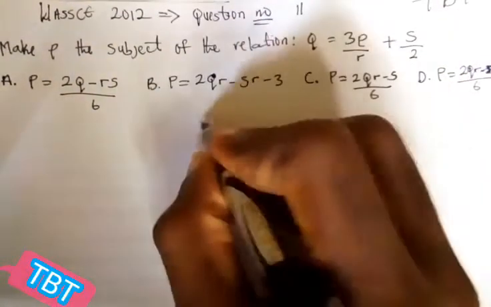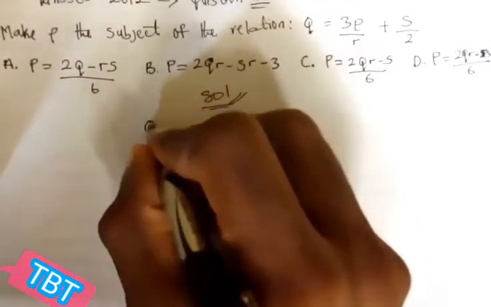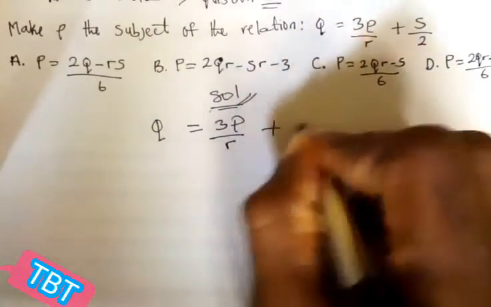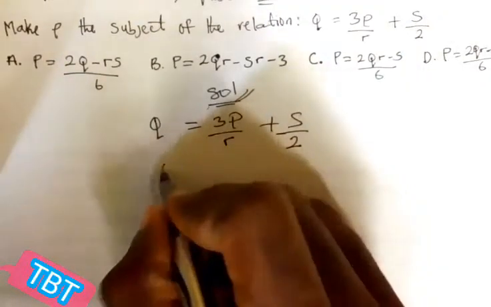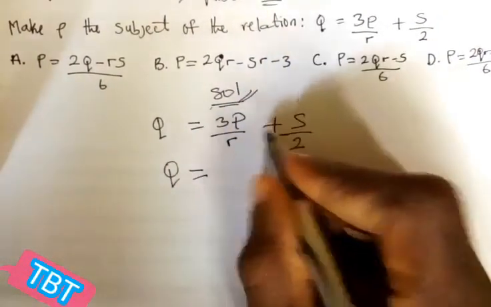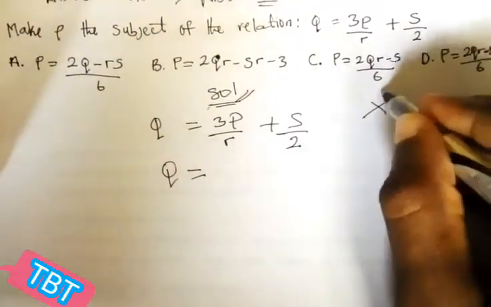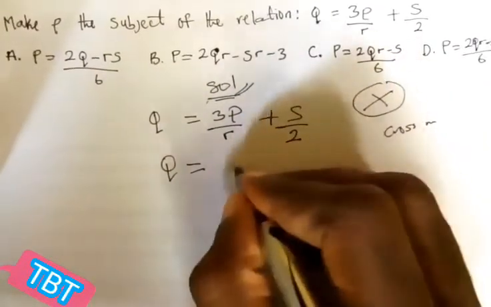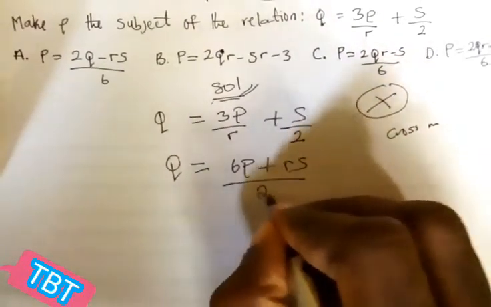Now the solution here. I have Q is equal to 3P over R plus S all over 2. The first thing I will have in mind is to resolve the right hand side into a single fraction. Here I'm going to have Q equal to, when I cross multiply, note in WAEC, whenever you are cross multiplying, don't do something like this. Instead you write cross multiplication to note that. Now when I cross multiply, I have 6P plus RS all over 2R.